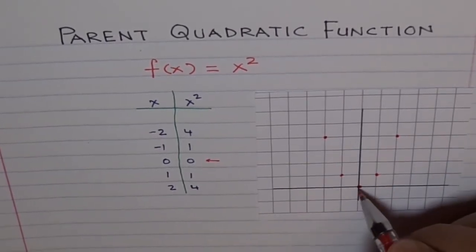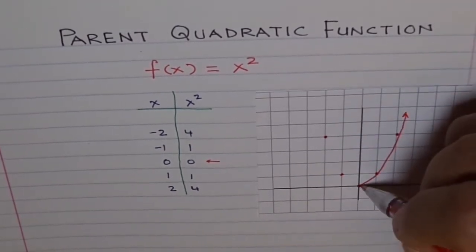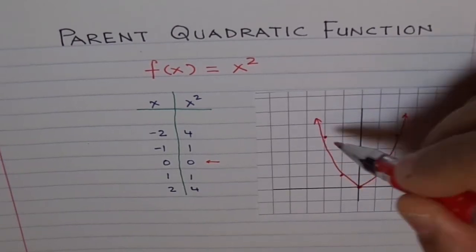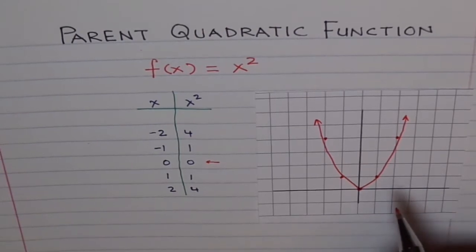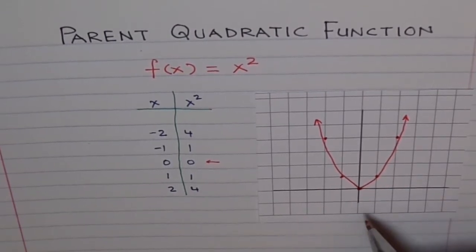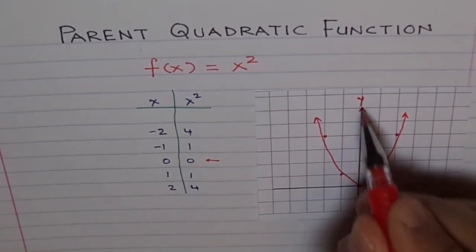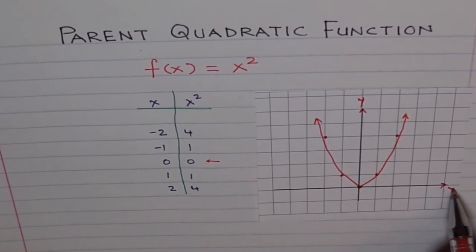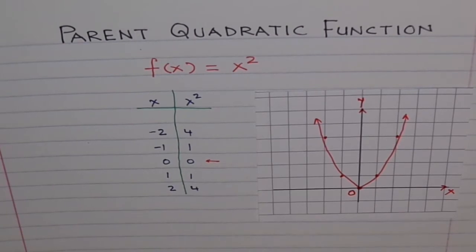Now, you can join these points with a smooth curve. Correct. Now, this is a parabola which opens upwards. Correct? And it has a vertex and the minimum at the origin. And you'll also notice that it's symmetrical about the y-axis. Correct? This is the y-axis and this is the x-axis, and that's the origin. So that's how the parabola looks.